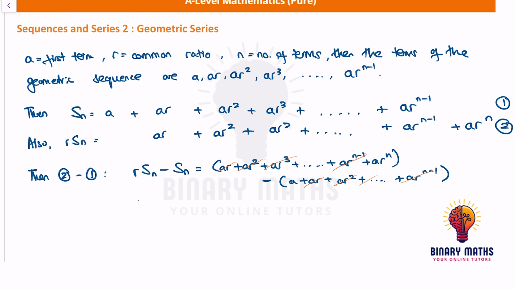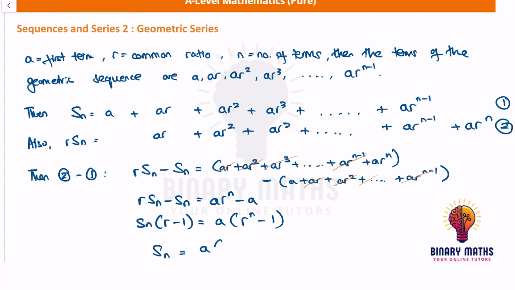So you're left with r Sn take away Sn on the left hand side, and a times r to the power of n take away a. Now you can factorize both sides. If you factorize the left hand side, you get Sn times r minus 1, which is equal to a times r to the power of n minus 1, which means Sn is equal to a times r to the power of n take away 1 over r take away 1. And that is the formula for the sum of n terms of a geometric series. Now this is also equivalent to a times 1 minus r to the power of n over 1 minus r. So they're the same thing.